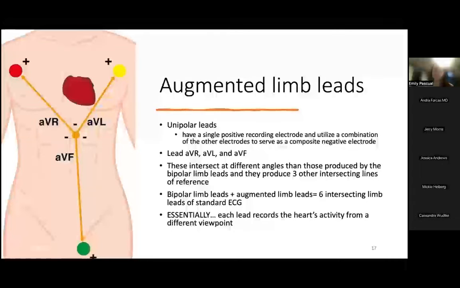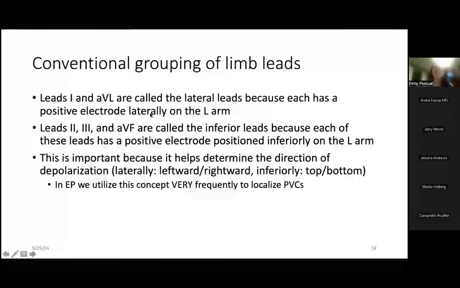So essentially, long story short, sorry, that went a little too fast. Each lead records the heart's activity from a different viewpoint. That's the best way to try to remember all these things. So leads 1 and AVL are called the lateral leads because each has a positive electrode positioned laterally on the left arm. 2, 3, and AVF are the inferior leads because each of these leads has a positive electrode positioned inferiorly on the left leg. This is important because it helps determine the direction of depolarization.